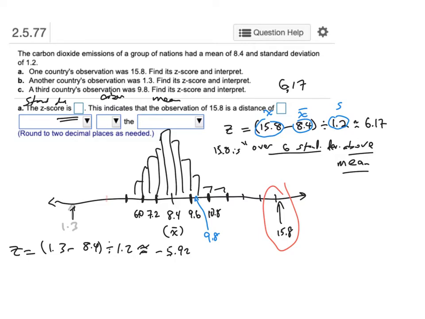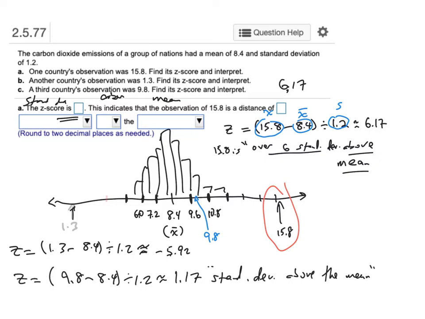So I have z-score is 9.8 minus the mean divided by the standard deviation. And on my calculator, it says that's about 1.17. So that's how many standard deviations. And again, it's above the mean because it's a positive 1.17.